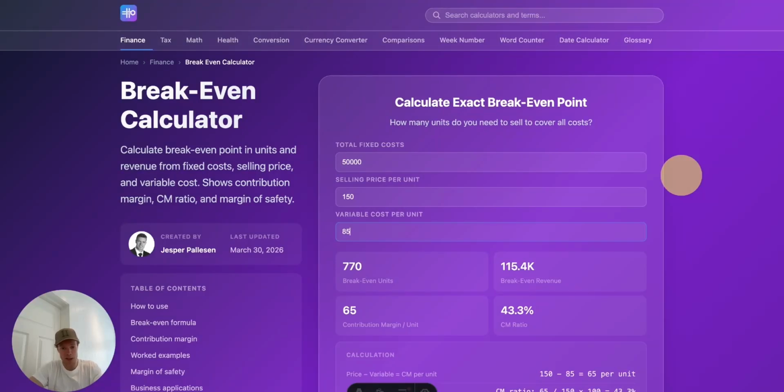So this is a super easy and fast way to exactly calculate your break-even point.